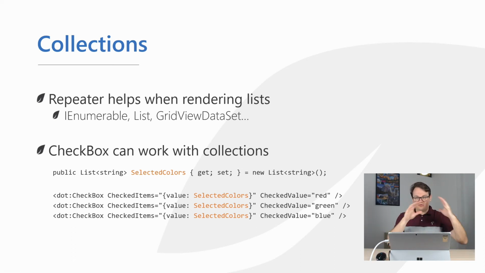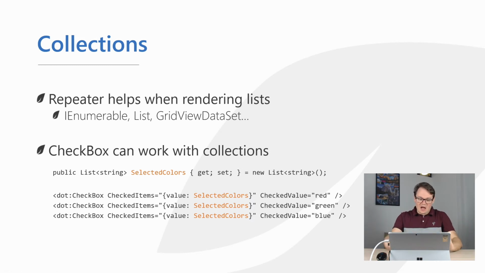So if they find their own value in the collection, they will make themselves checked. If they don't find this value, they will uncheck themselves. Yeah, so it's two-way, and it's very easy to, for example, allow selection of colors. So if I click on those two checkboxes, I will have red and green strings in this collection.